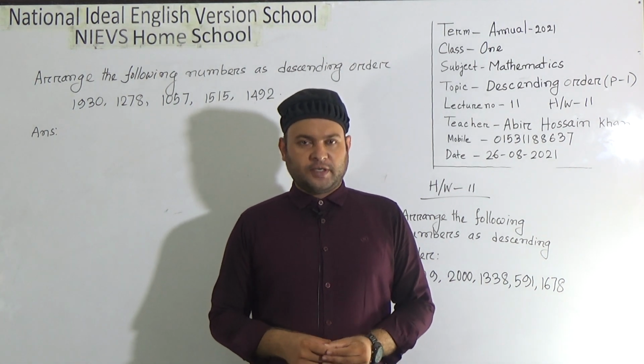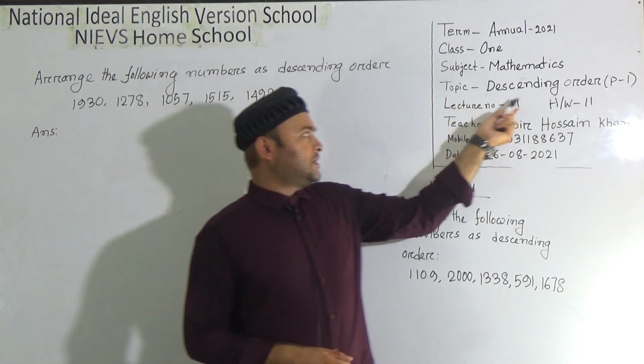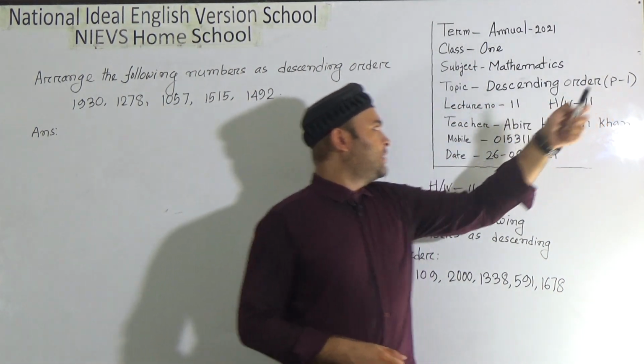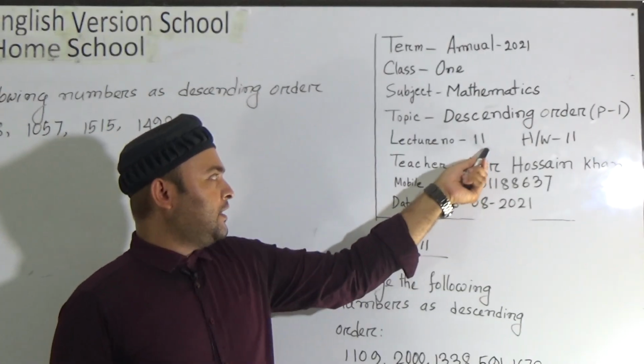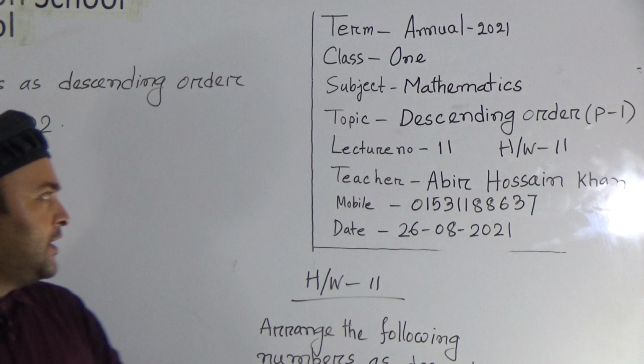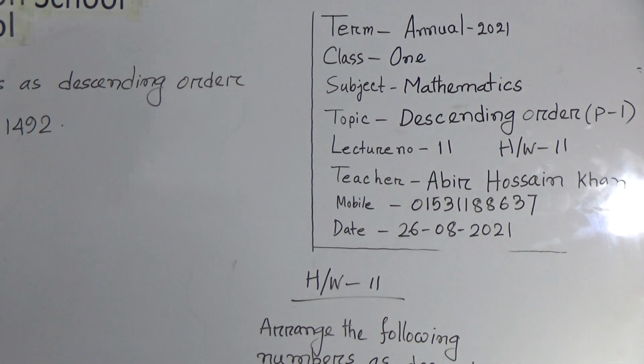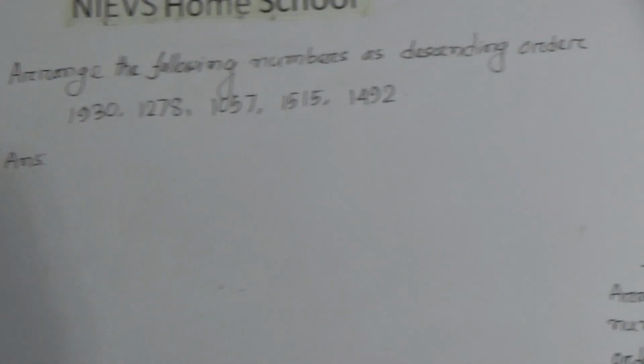Today I am going to take a mathematics class for class 1, and our topic today is descending order, part 1. Today's lecture is number 11 and the HW number is 11. You have to submit your HW next Saturday on your campus. Now let's start our class.